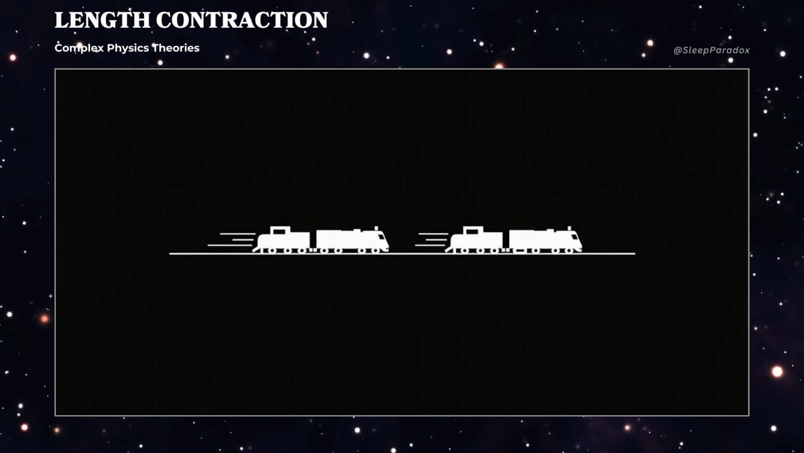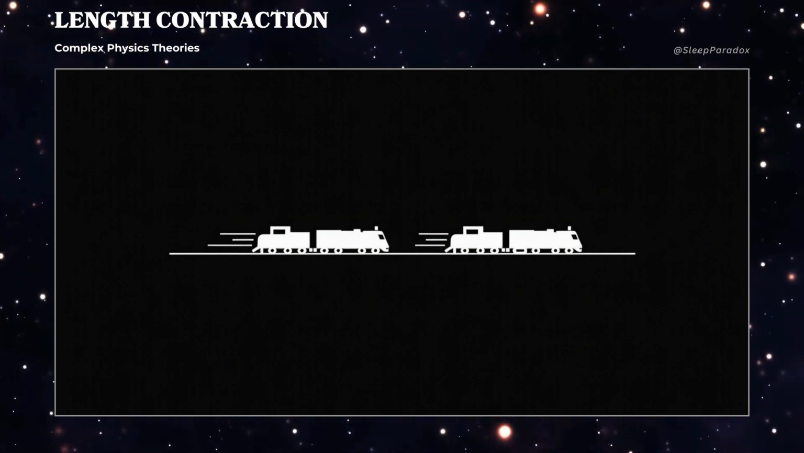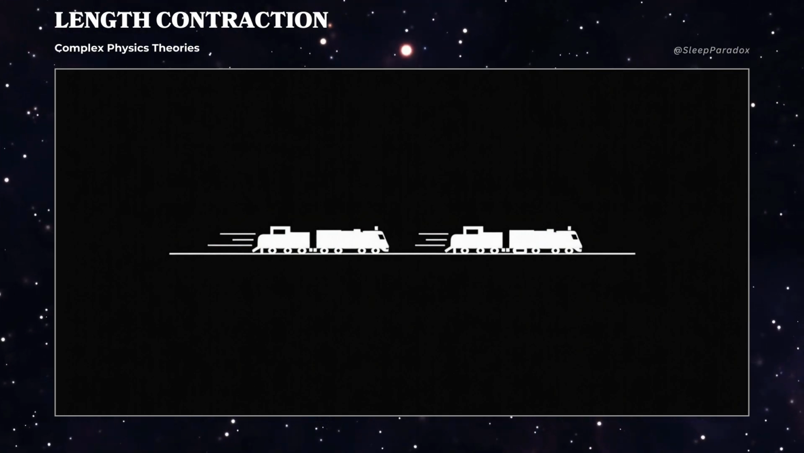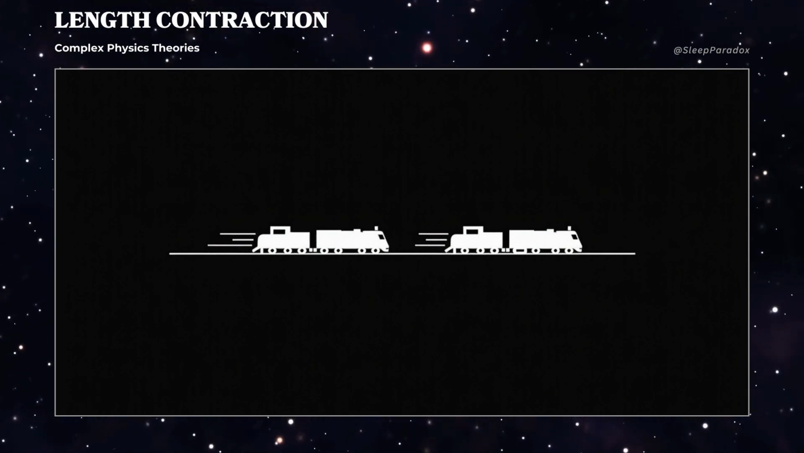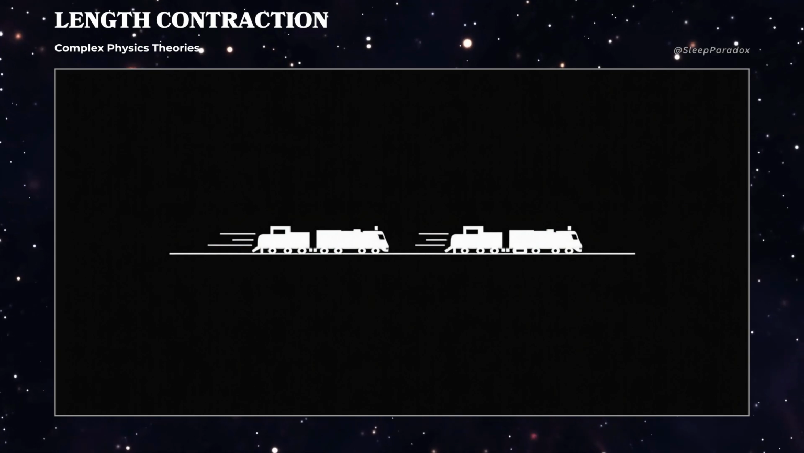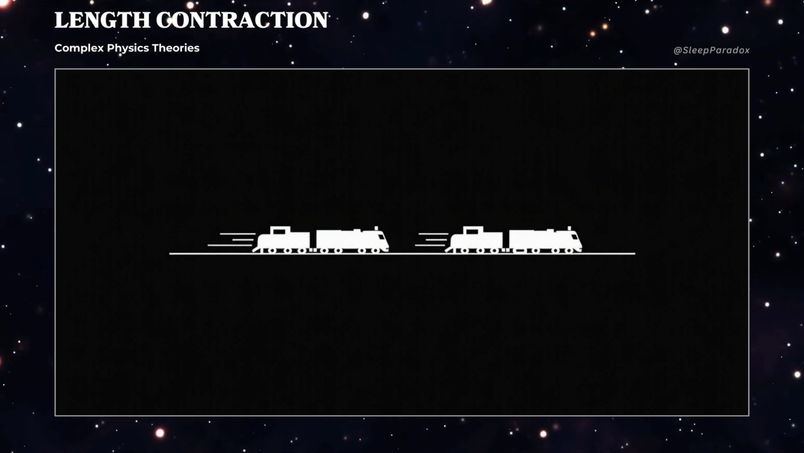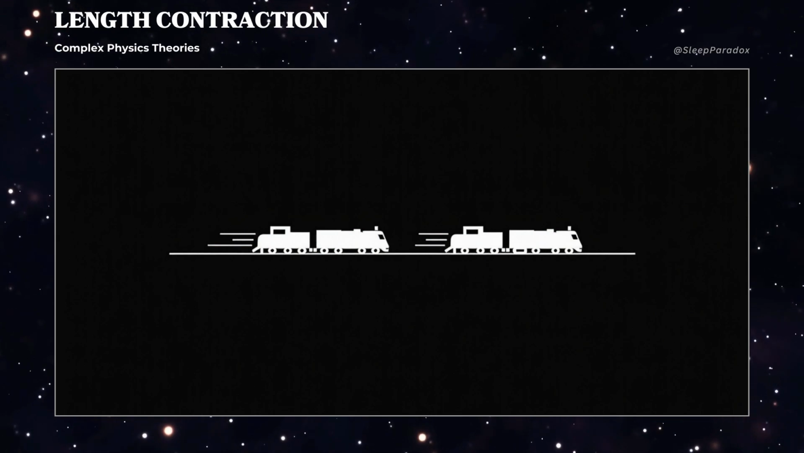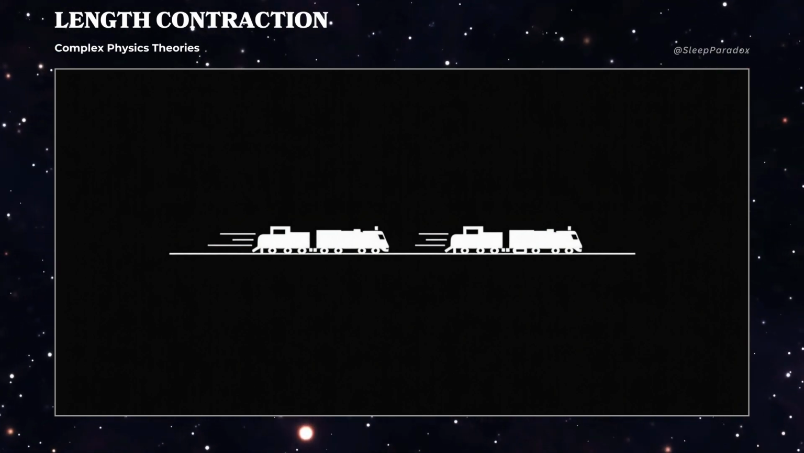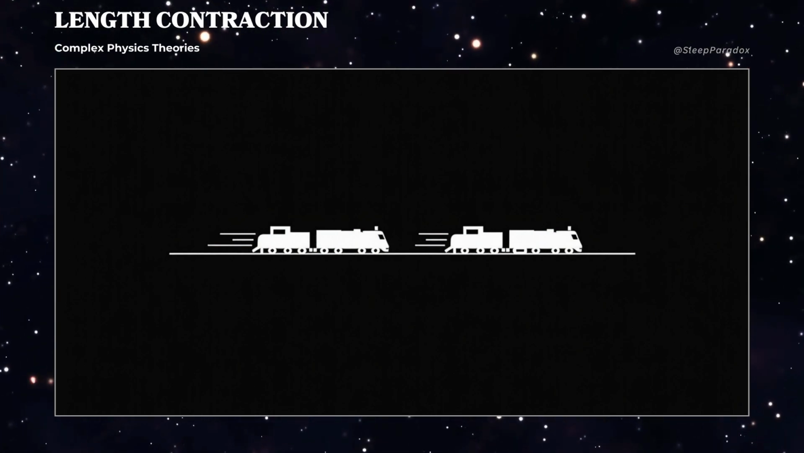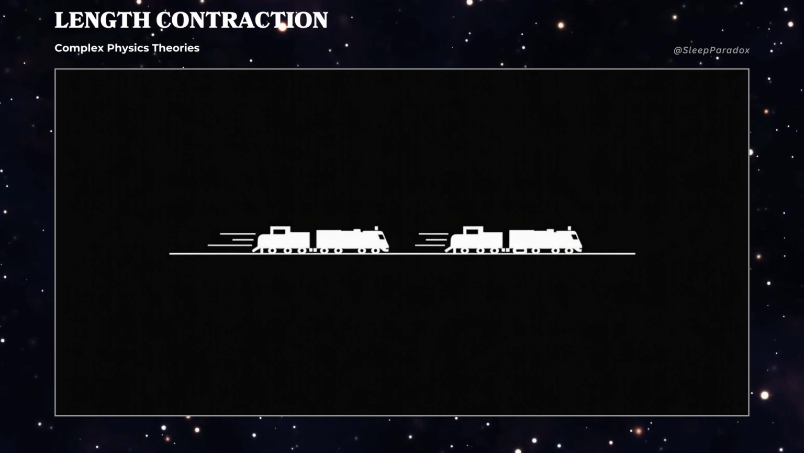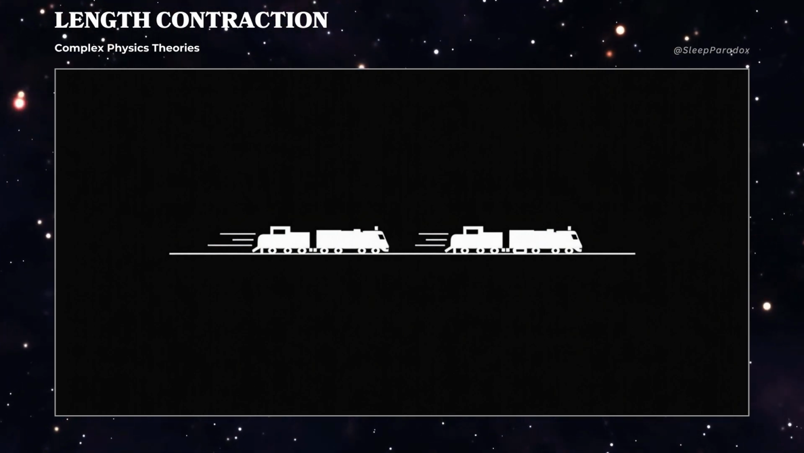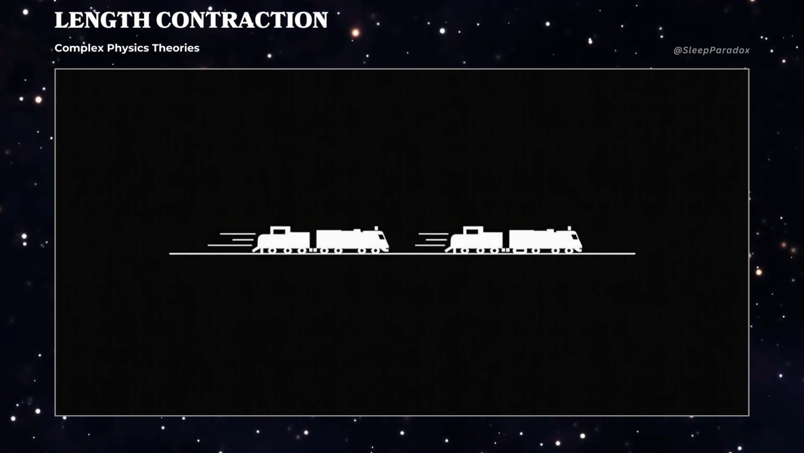Let's use an analogy. Imagine you are driving down a long road at normal highway speeds. You look out the window, and the trees and poles seem to fly by, but the distance between them doesn't change. Now imagine accelerating to nearly the speed of light. To someone watching from the side of the road, your car appears squashed in the direction it's moving. It's shorter than normal, but to you, everything inside the car feels normal. Instead, it's the road outside that appears compressed.